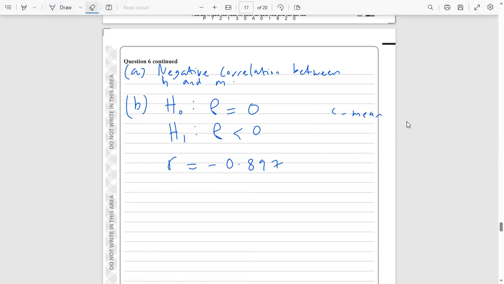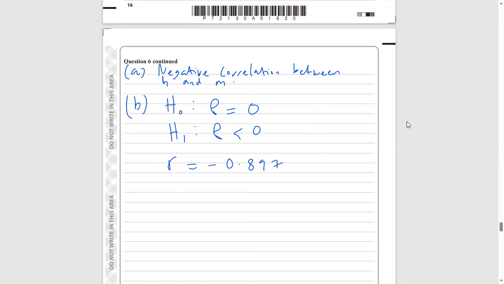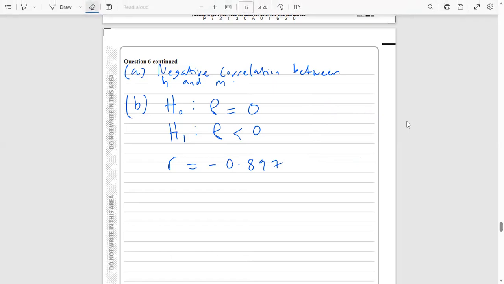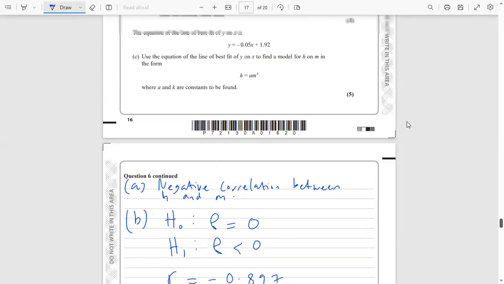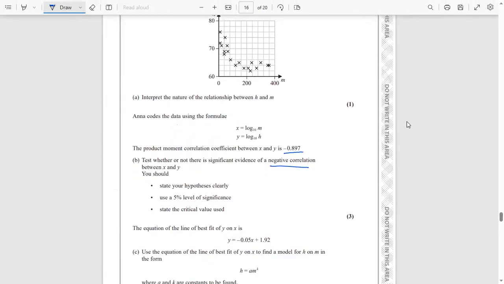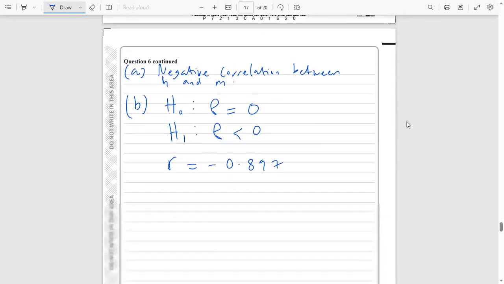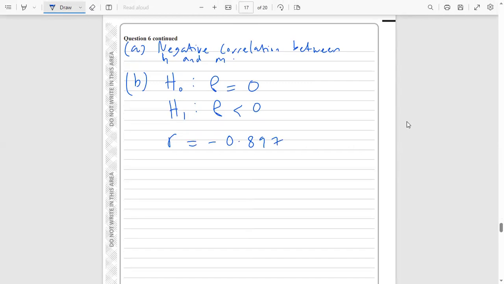I'll just rub this out here to get more room. Anyway, so we've got this. We collected the data, plugged the numbers into the formula, and the examiner's telling us that this is the number we get. So now we've got to do our hypothesis test, and we're doing a 5% significance level hypothesis test. The first thing to be aware of is that this is a one-tail test. If we've got a strict inequality sign in our alternative hypothesis, it's a one-tail test.